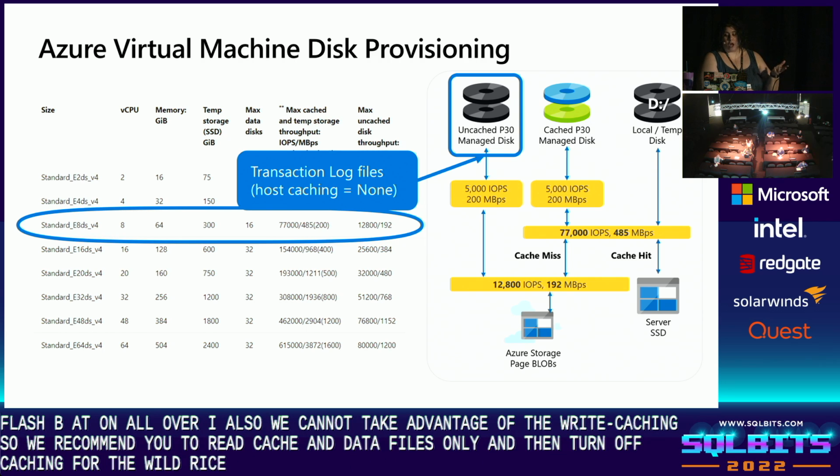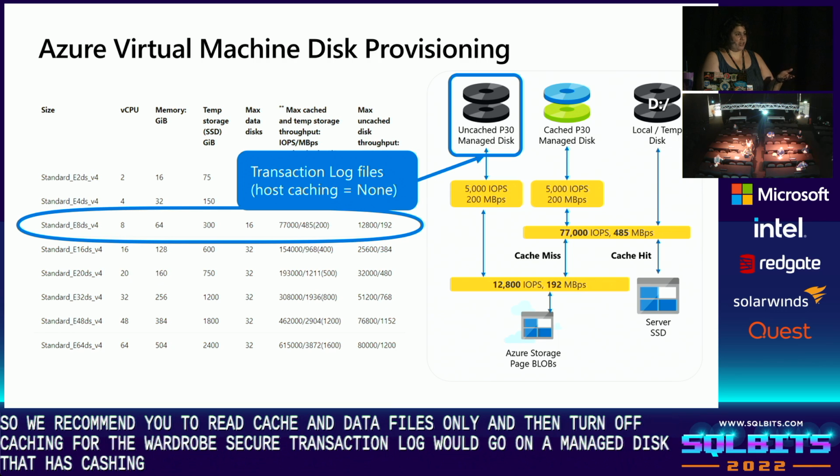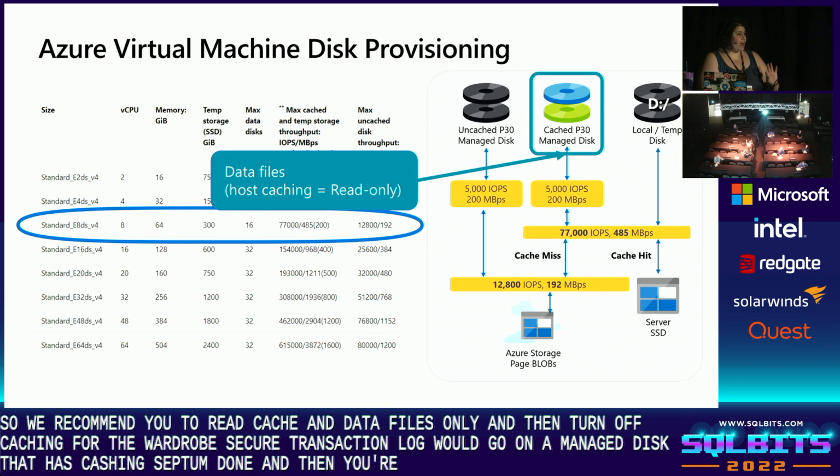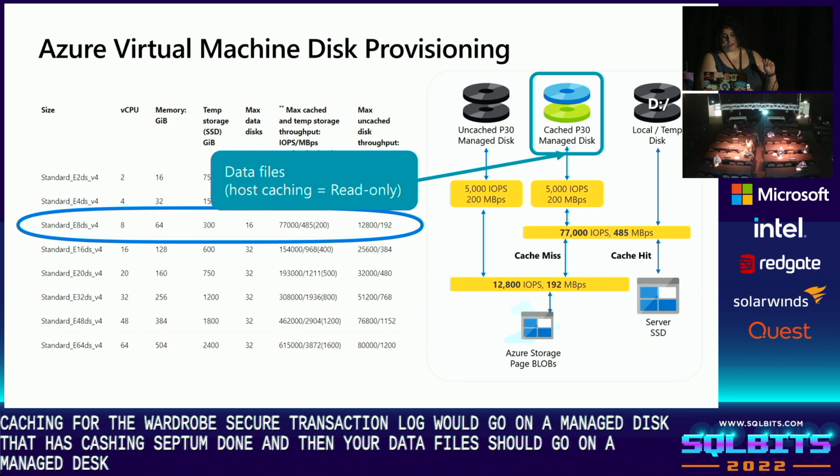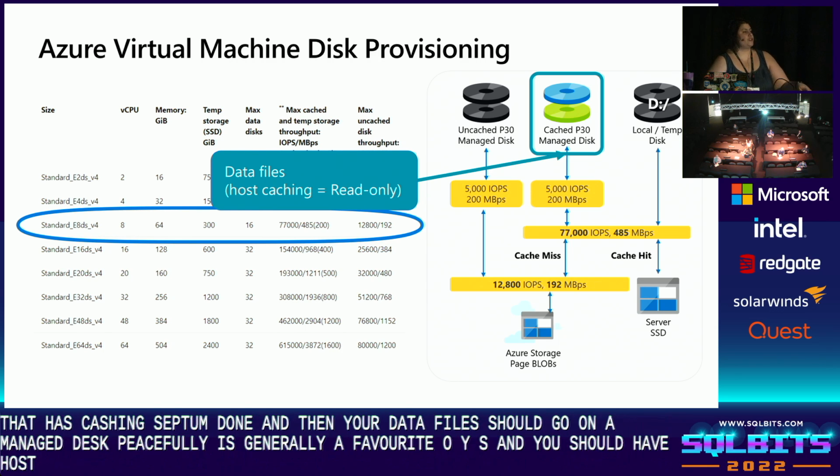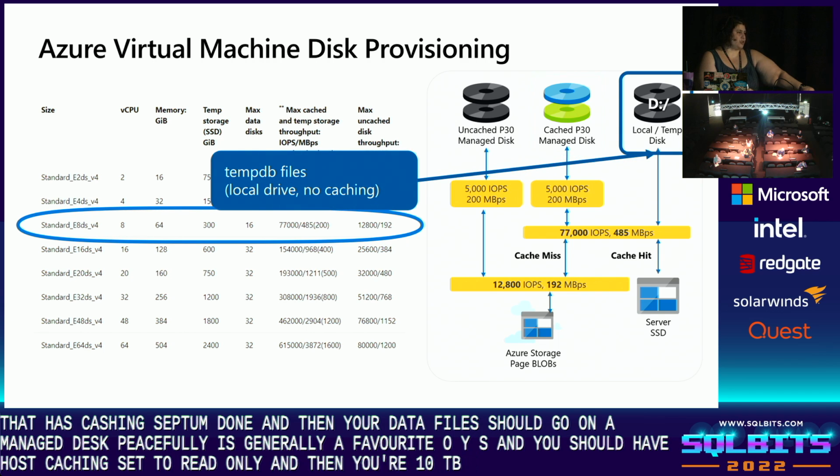So we recommend you do read caching on data files only, and then turn off caching for the log drive. Your transaction log would go on a managed disk that has caching set to none, and then your data files should go on a managed disk. P30 is generally our favorite. I'll tell you why in a second. And these should have host caching set to read only. And then your tempdb should go on the D drive.